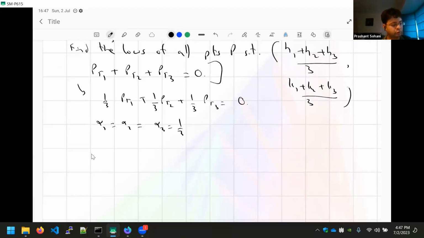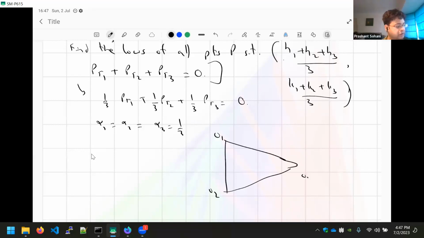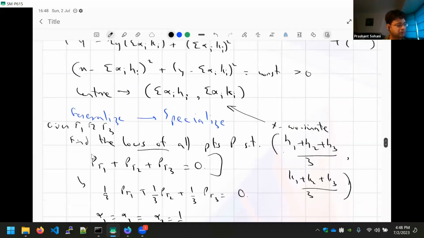I'm not sure if everybody knows this property, but the centroid, where the medians are concurrent, has coordinates that are just the average of the coordinates of the 3 points. So what we actually found is that if the centers of the circles are O1, O2, O3, then this locus will be a circle whose center is at that centroid. The radius depends on the value of the RHS and many other things. But do you see that this very nice special case emerges because we did this general problem?